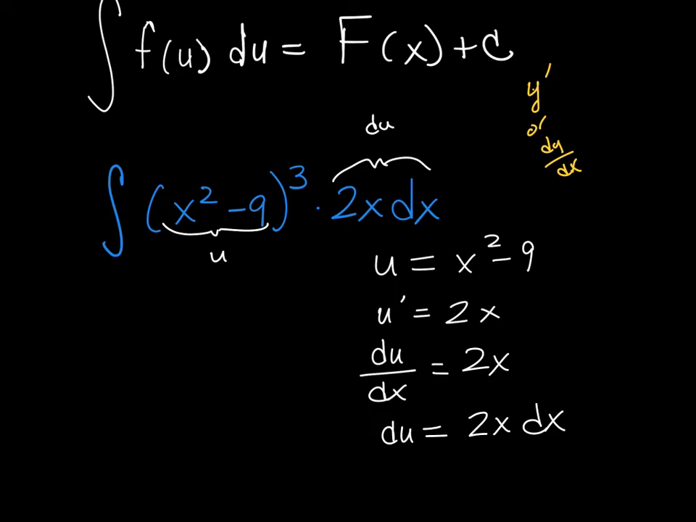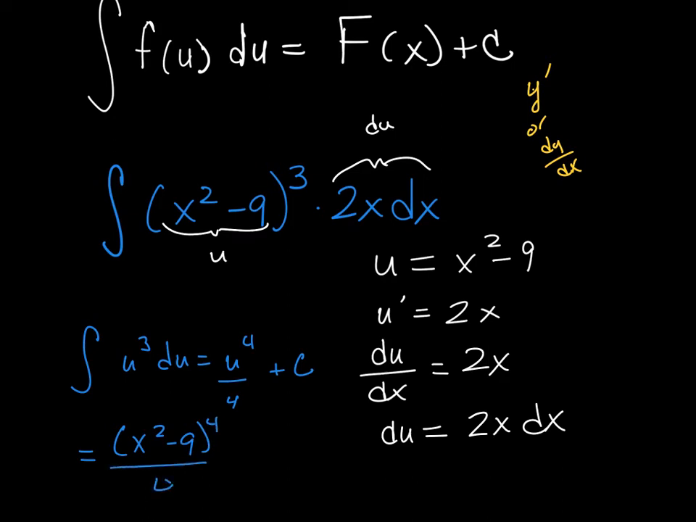So integration is just the antiderivative of something. So anytime that you would have had to use the chain rule, you have to use u substitution. So now if I rewrite this, I get the integral of u to the third du. Now I can just integrate that, and that becomes u to the fourth over 4 plus some constant. And then when I substitute it back in, it just becomes x squared minus 9 to the fourth power all over 4 plus some constant.